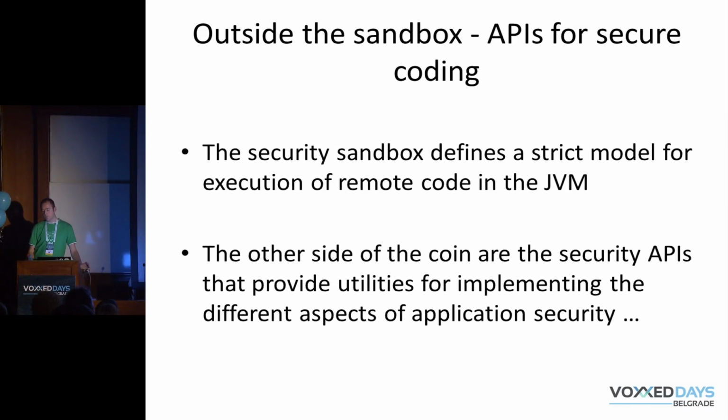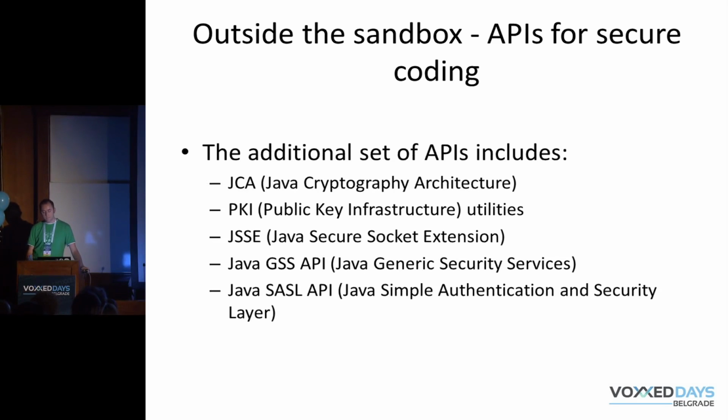So the sandbox model, on the one hand, is a very restricted model for executing source code. As we saw, it is a subject of permission checking. And on the other side of the coin, we have a number of APIs. And here is a very short list of the APIs that covers most of them. We have the Java cryptography architecture. We have various utilities for either building your own public key infrastructure or using an existing one. You have the secure version of the Java sockets. You also have the Java GSS API, which we'll cover briefly, and the Java Simple Authentication and Security Layer as well.